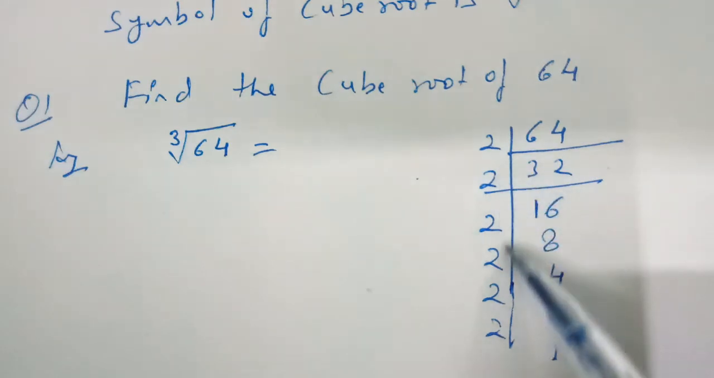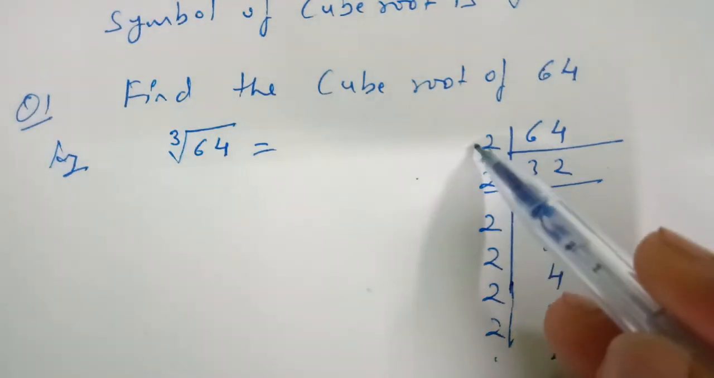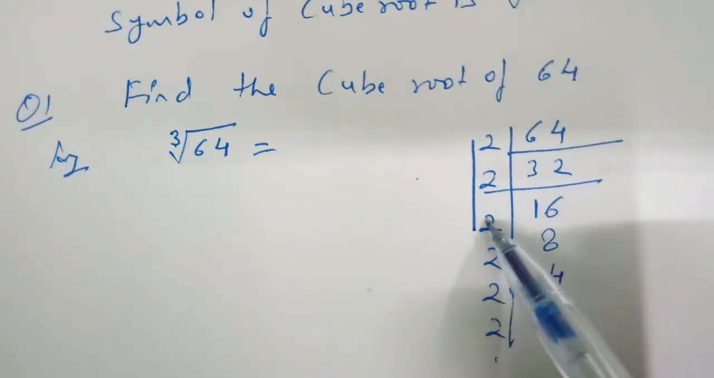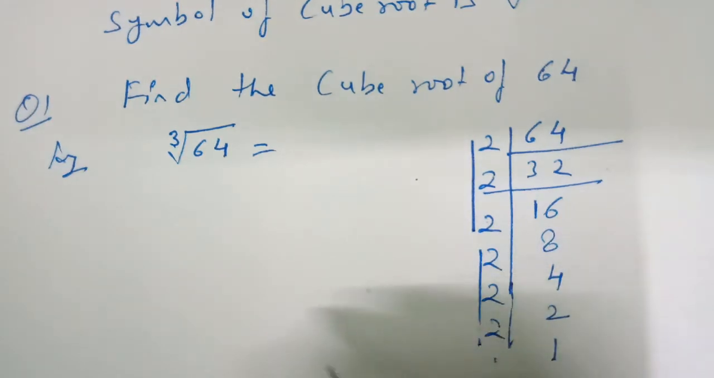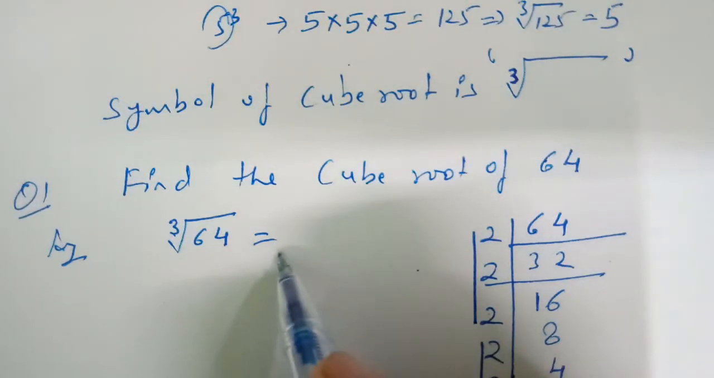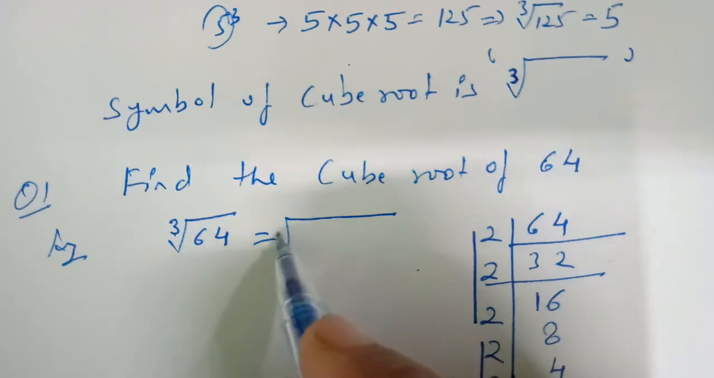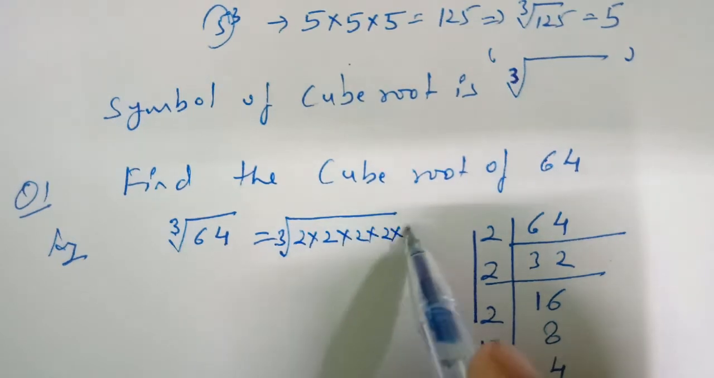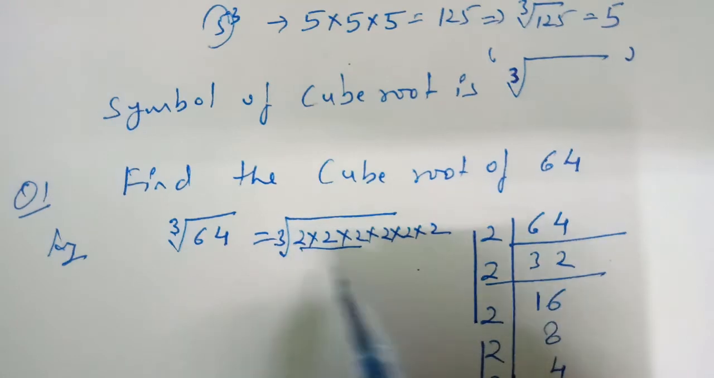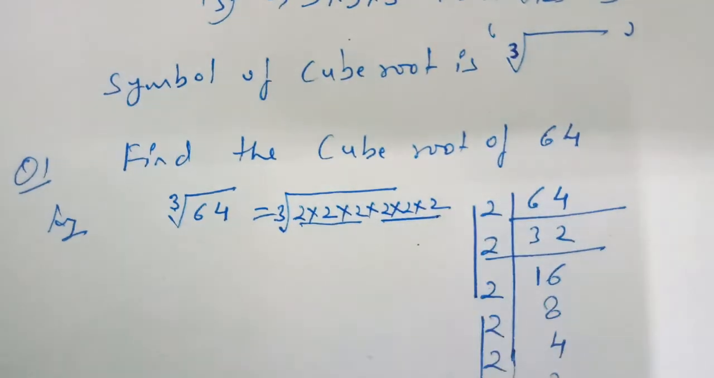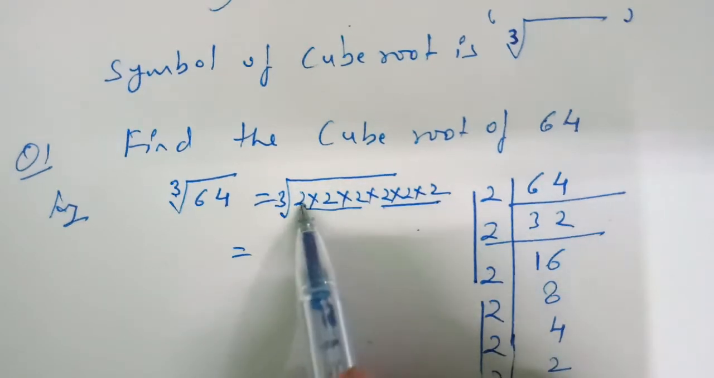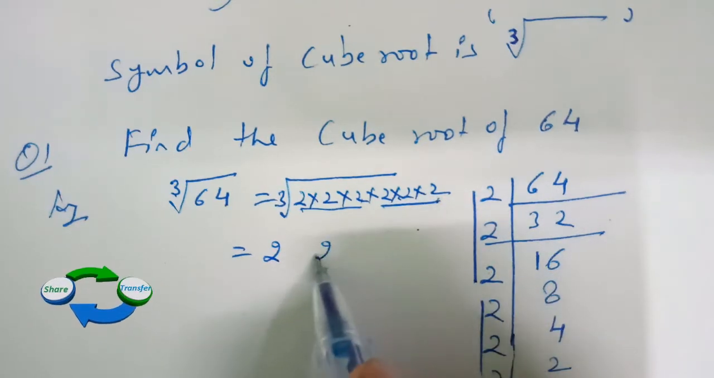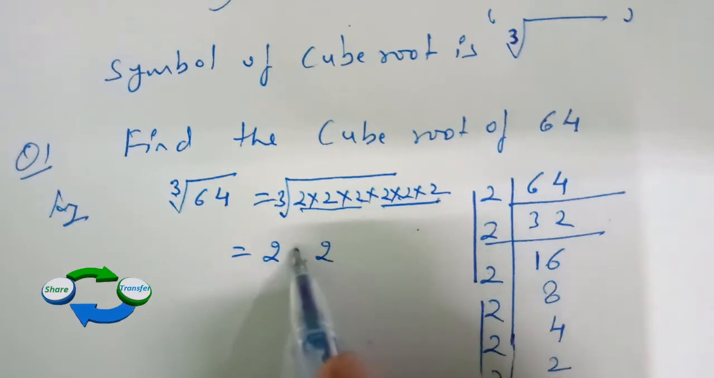You have to take all the prime factors, and among these prime factors you can observe we have groups of 3 numbers. Since the root is 3, we have to take groups of 3 numbers. How many times do we get 2? 6 times. Among this we have 1 group of 3, and another 1 group of 3. So out of this group of 3, one 2 will come out, and out of this group of 3 also one 2 will come out. Why they will come out, I will tell you right now.